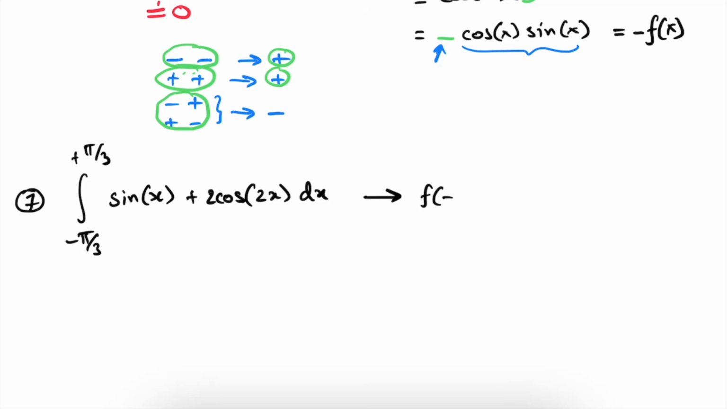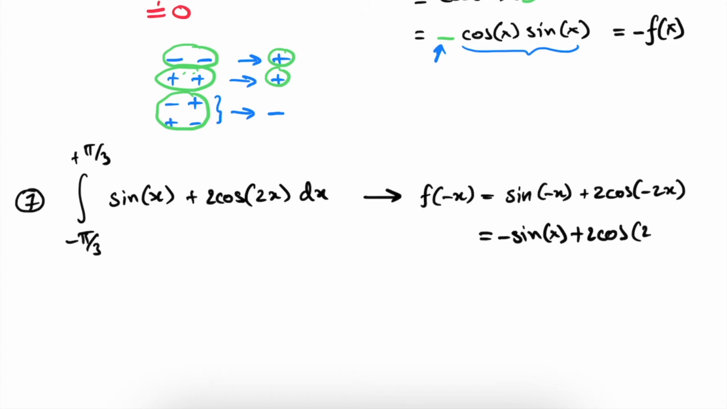We have that f of minus x is equal to the sine of minus x plus 2 times the cosine of minus 2x, simply replacing the x's with minus x's. We see that here we have minus the sine of x, because the sine is an odd function, and we add to this 2 times the cosine of 2x, because the cosine of minus 2x is of course the cosine of plus 2x.